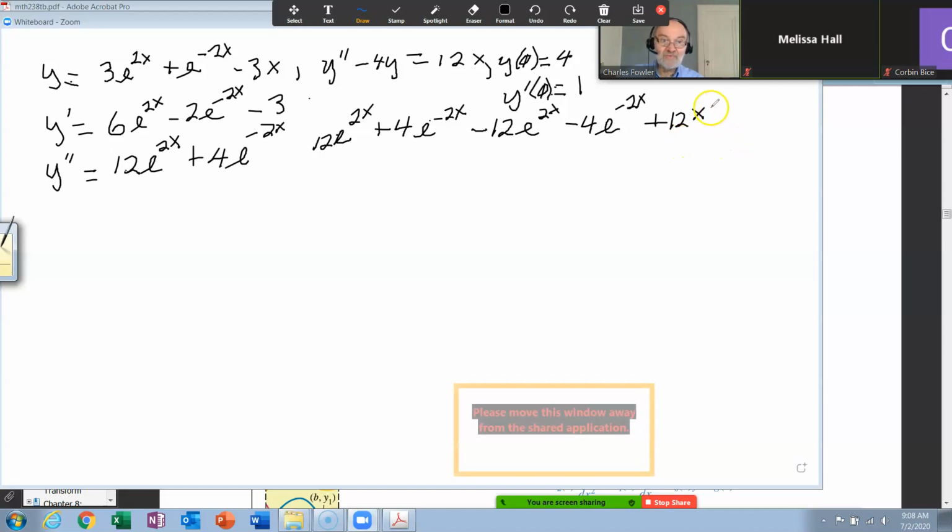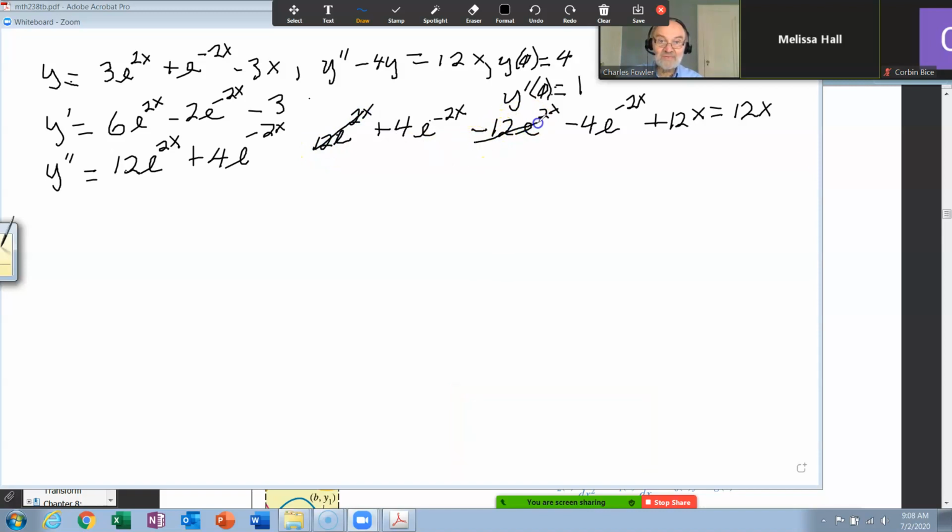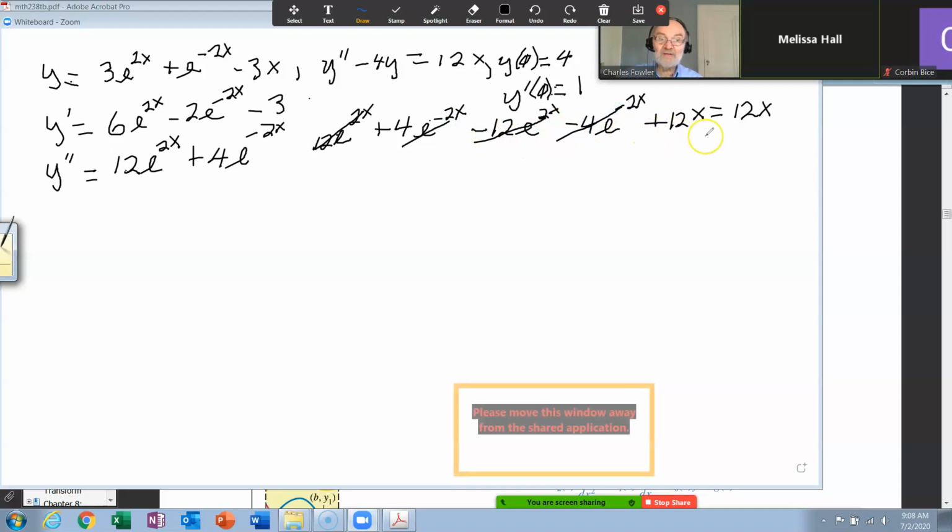Now, that's supposed to equal 12x from up here, right? We did the y double prime, we had minus 4 times y prime, and then we set that equal to 12x. And sure enough, it doesn't take much to show this and this add to 0, this and that add to 0, 12x equals 12x.